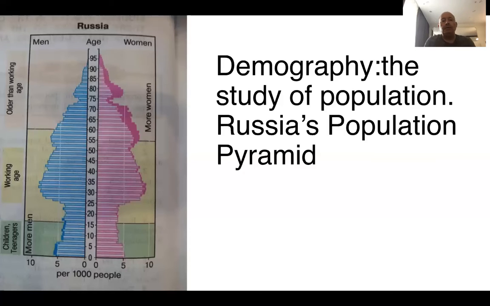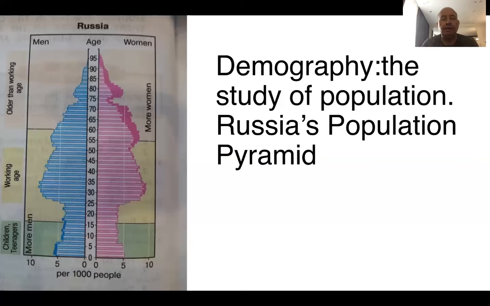Now, when the people who are now aged 50 had reached the age of 25 and they had children, they also had fewer children because they were a smaller generation. And that's why the number of 25-year-olds in Russia is lower than the number of 30-year-olds.